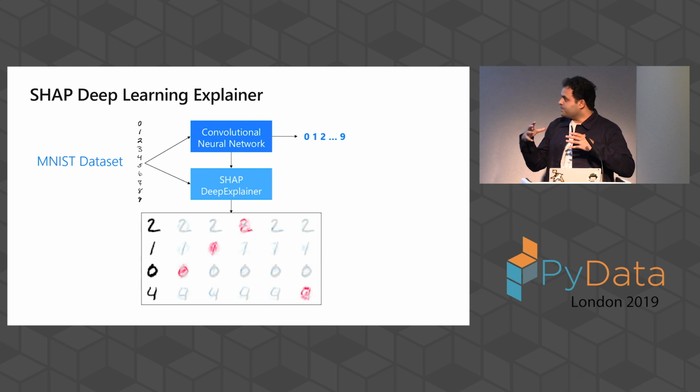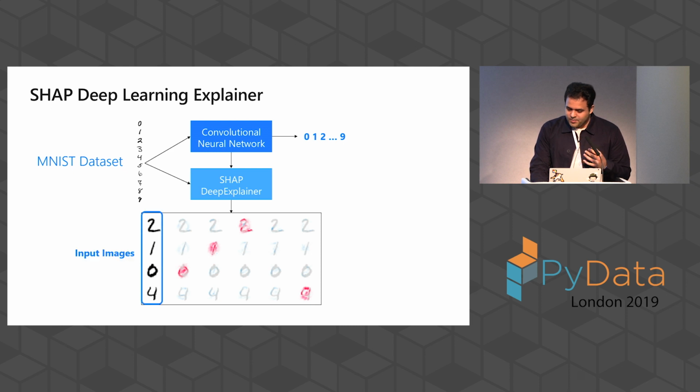So I converted the raw pixels into a superpixel and looked at the impacts, just to simplify the problem for the deep explainer. Look at what impact a superpixel has on predicting each of these digits. And let's zoom into one case here.